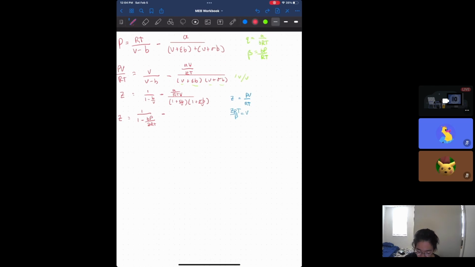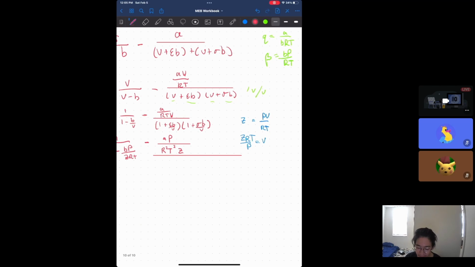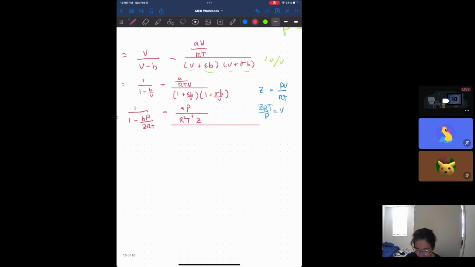And what that's going to look like is, we'll keep the a first, A p over r squared t squared z. And now you might be looking at this and thinking, wow, we are getting really messy. That's where these two terms come in, but we'll get to that in just a second.